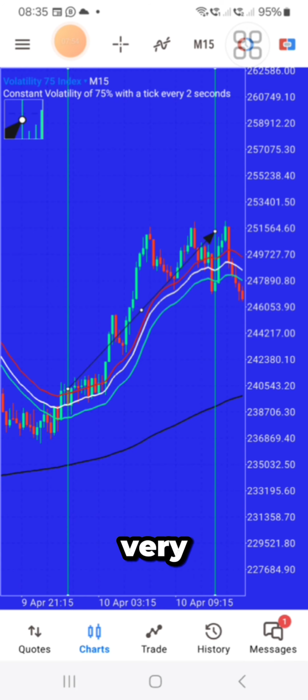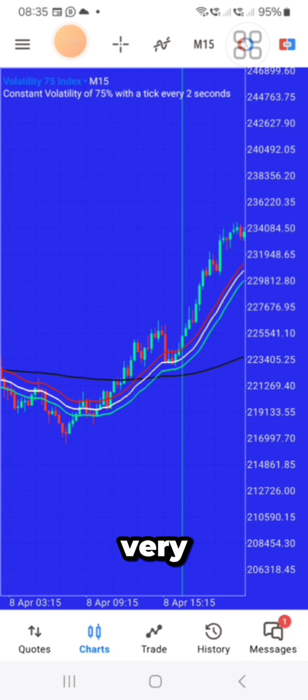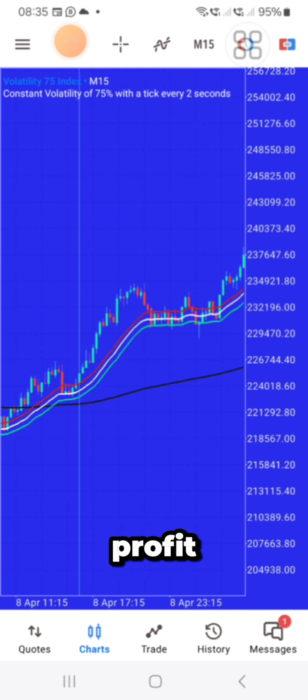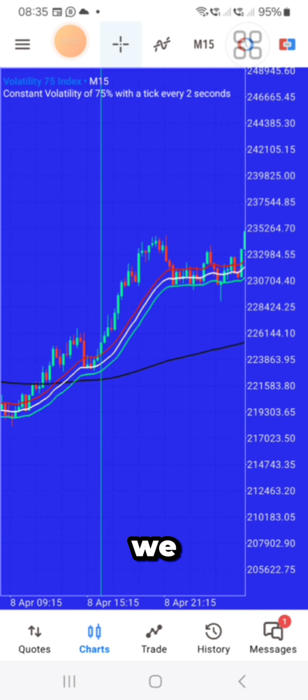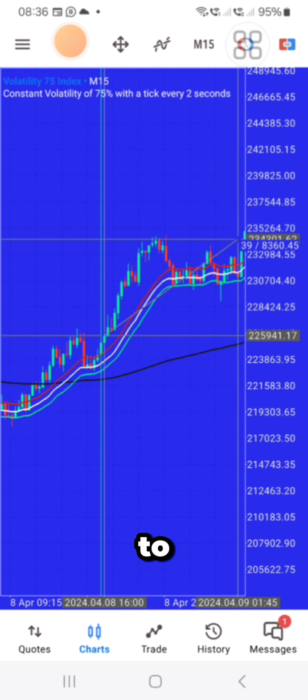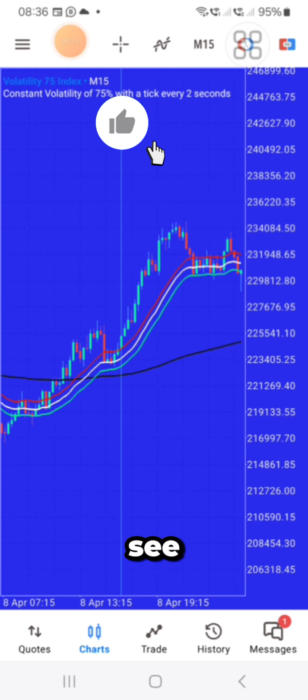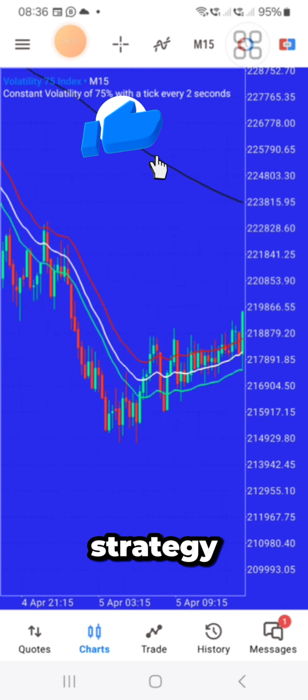So this is a very simple strategy, but it's very powerful, and you can be in a position to make a lot of profit from this strategy. And here we're going to buy, stop loss below, then we're going to exit when a candle closes below here. So you can see this is how this strategy works.